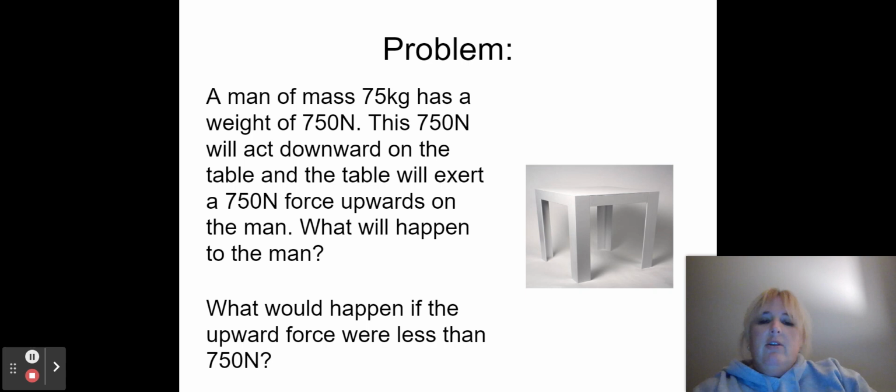If you're thinking nothing, you're doing well because 750 newtons down and 750 newtons up will cancel each other out and you'll have a net force of 0. What would happen if the upward force were less than 750? So the table couldn't quite put the 750 newtons back. Then you would have a greater force of gravity going down than you would the table, and the man would fall through the table.